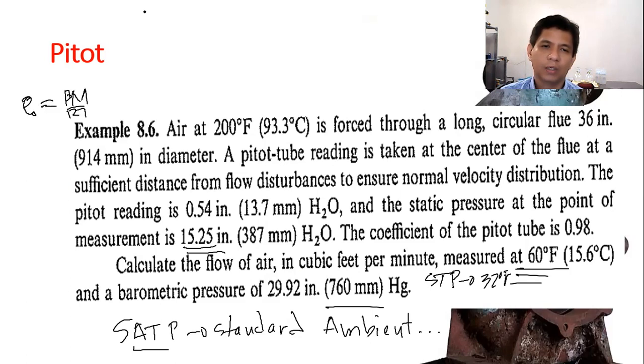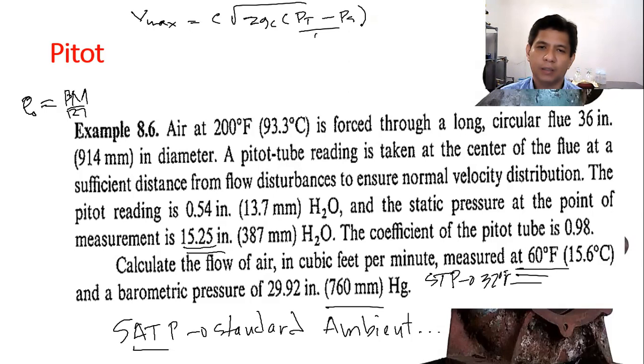Yung pangatlo, you need to calculate Vmax. Vmax in a Pitot tube is simply equal to C times square root of 2gc, tapos pressure difference between the middle and the surface, tapos i-divide nyo ito ng density. Yung density na makukuha nyo dito. So this is the third step.